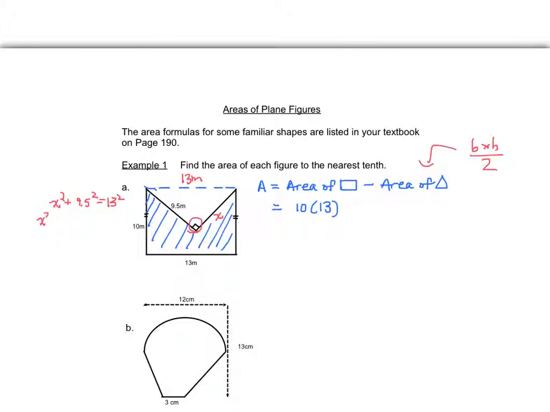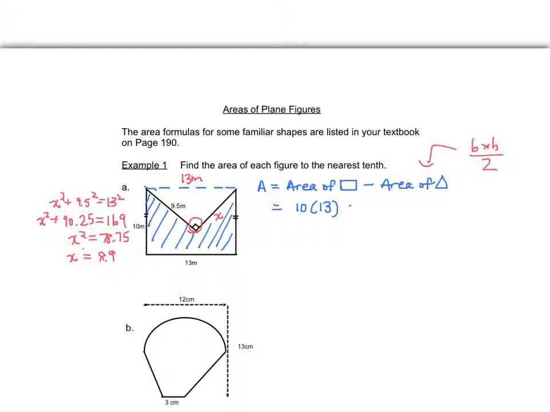If we simplify that, it leads to x squared plus 90.25 equals 169. Subtract 90.25 from both sides, so that gives us x squared equals 78.75, and taking the square root of both sides tells us that x is approximately 8.9. So the base of this triangle is 8.9.